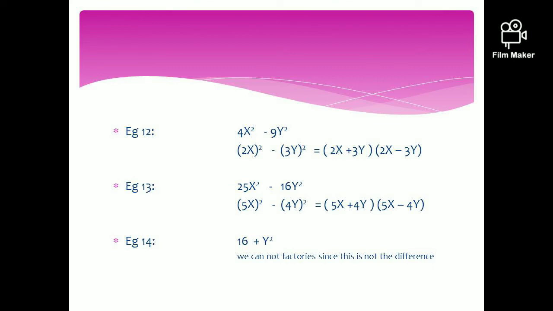25x squared minus 16y squared. 25 is which square number? That is 5 squared. Therefore you can write 5 squared x squared, meaning 5x whole thing squared. 16 is 4 squared. That means you can write 4 squared into y squared, that is 4y whole thing squared. Now it has turned into two square numbers, 5x whole thing squared and 4y whole thing squared. The difference, therefore you can write 5x plus 4y into 5x minus 4y.